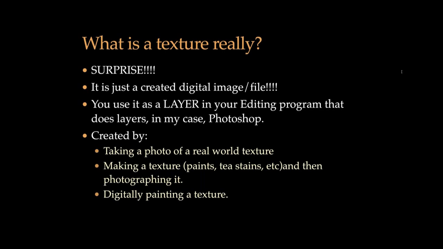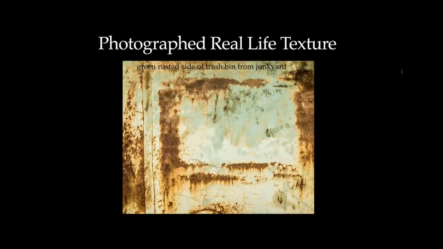How do you make a texture? Well, you can take a photo of a real world texture in your camera and just use it. You can make a texture. There's a gal named Kim Clayson online, and I have that name for you later, that makes textures basically using plaster, paint, tea staining, canvases, and then photographing those. Or you can digitally paint a texture, which is something that I do. This is an example of a picture I took of a rusty trash bin in a junkyard, and that's a texture, an example of one you photograph.